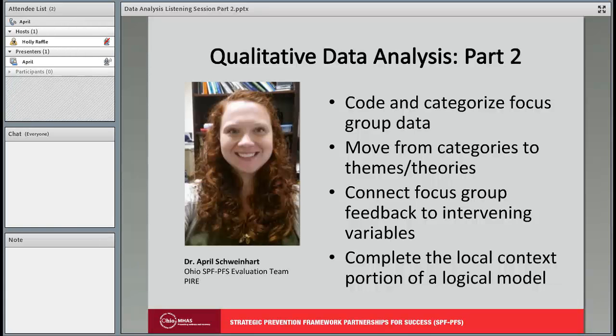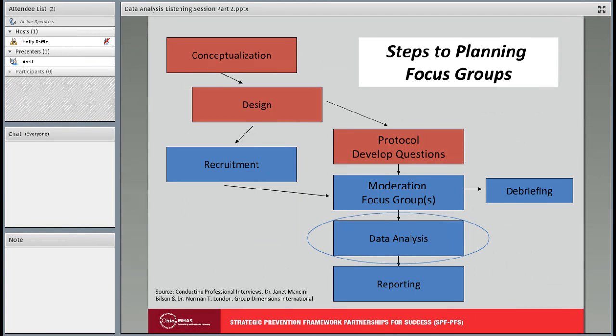And hopefully by the end of this webinar today, we'll start with coding and categorizing the focus group data that you organized from the previous webinar, and then move from there into categories and themes and theories, kind of moving up from the bottom. And the hope is that you'll be able to connect your focus group data and the feedback that you receive there to your intervening variables so that you can complete the local context portion of your logic model.